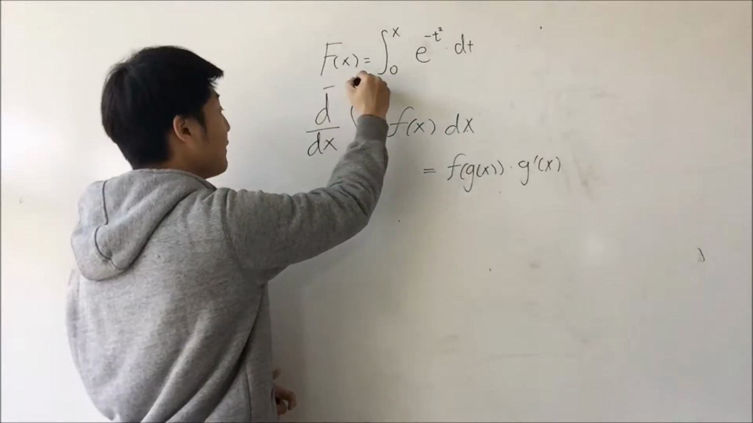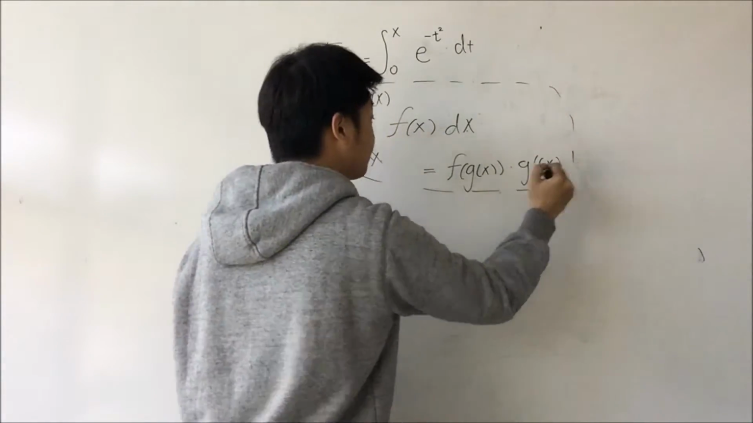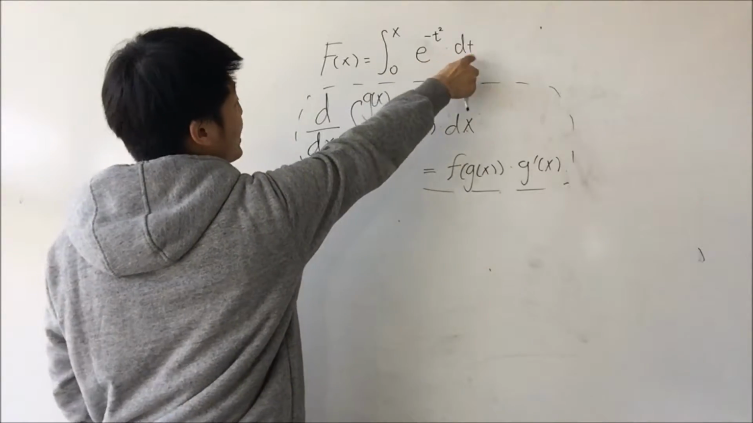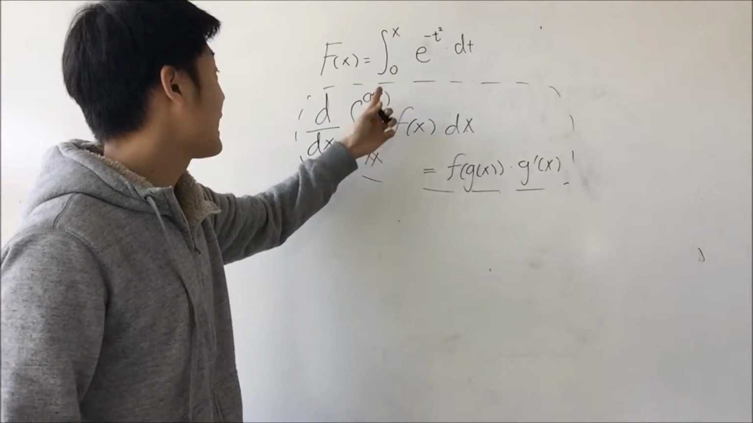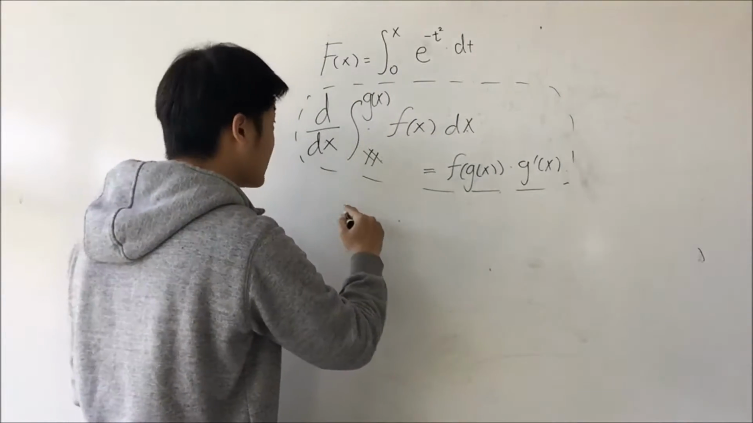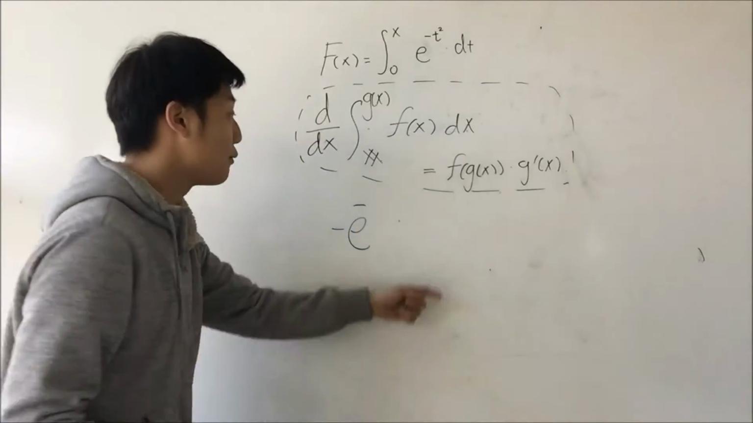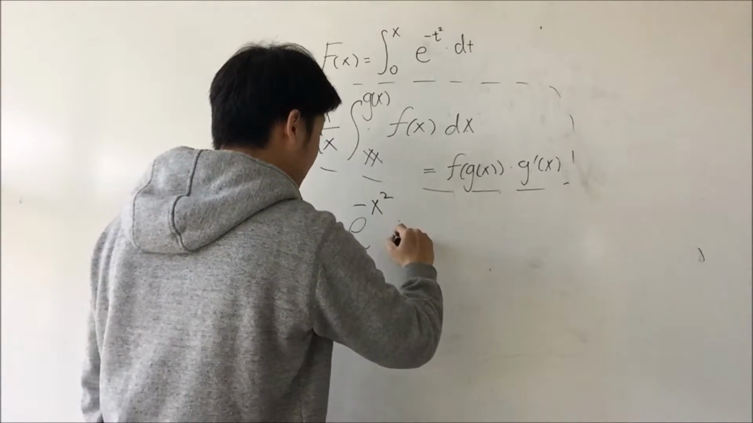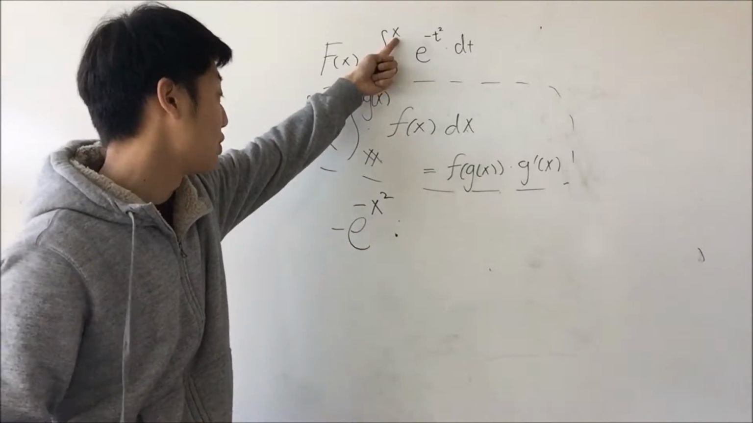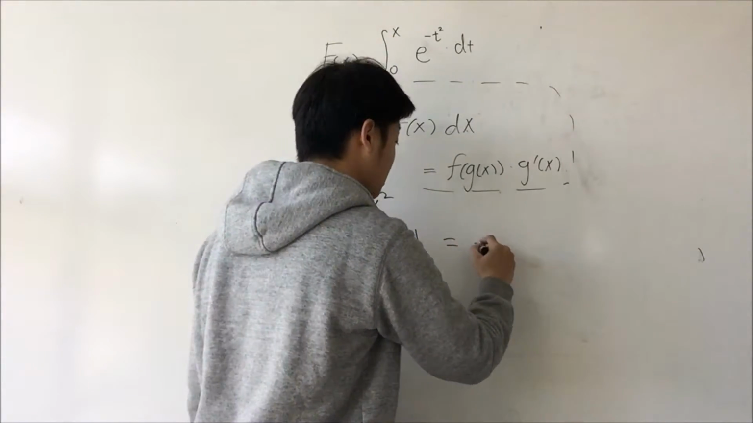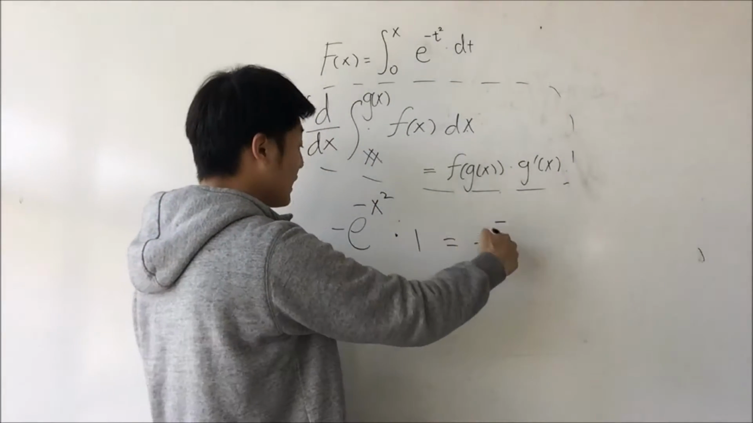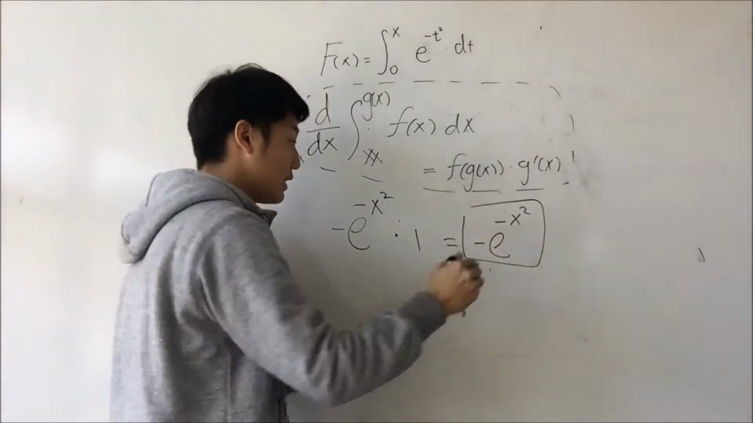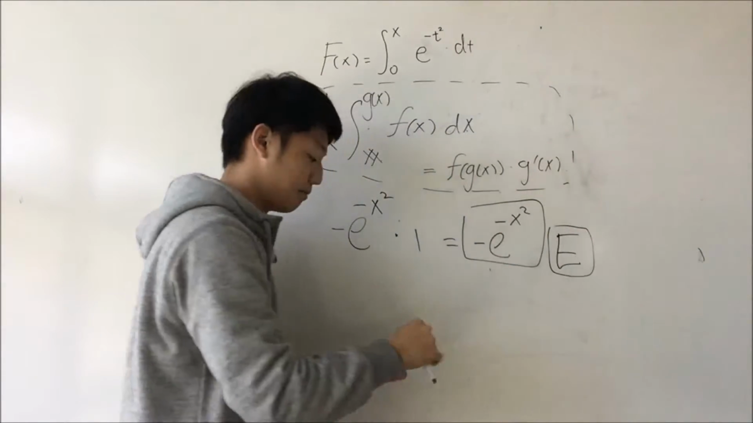So now let's use the second fundamental theorem of calculus to solve this problem. The upper limit is x, and the lower limit is a number. So it will be negative e to the minus, and we just plug in the number because it's f of g of x. So x squared times g prime of x, which is 1. So this problem was really simple. The answer will be negative e to the negative x squared. And the choice for this number is E. So E will be the answer for this problem.